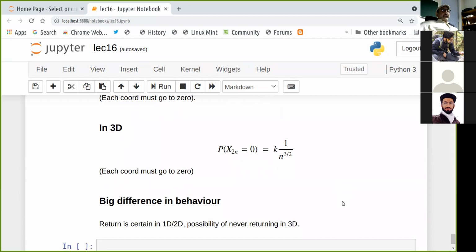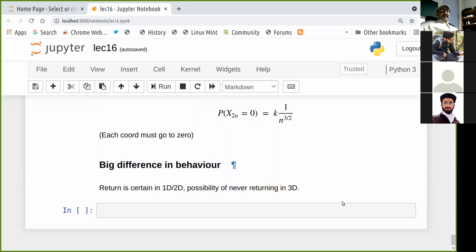So there's a big difference in the behavior. This is an interesting thing in physics, if we were thinking about pollen particles or some such thing. In 1 dimension and in 2 dimensions, you should eventually get back to the origin. But in 3 dimensions, there's a possibility of never getting back to the origin.